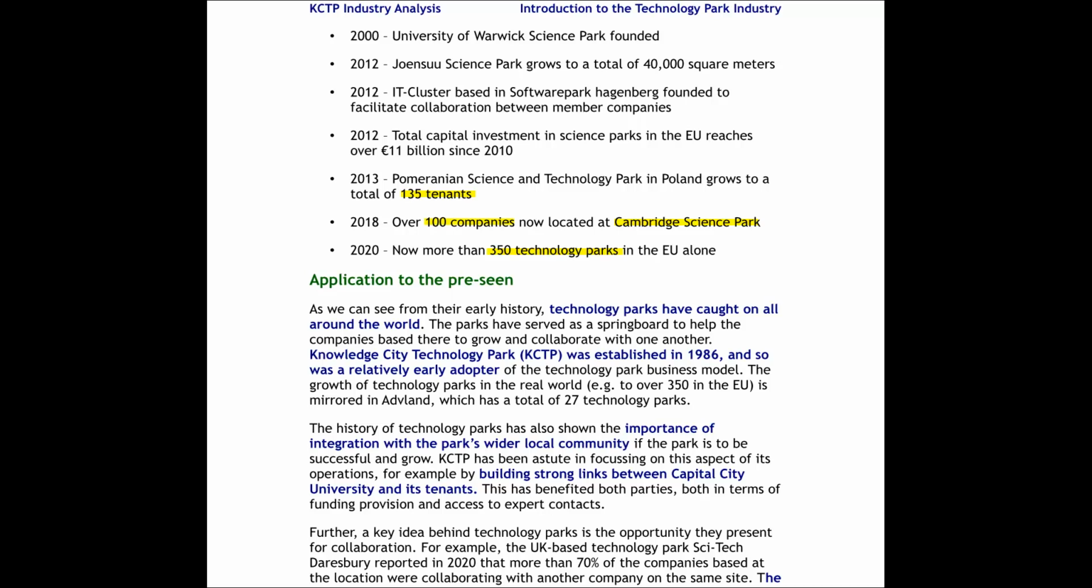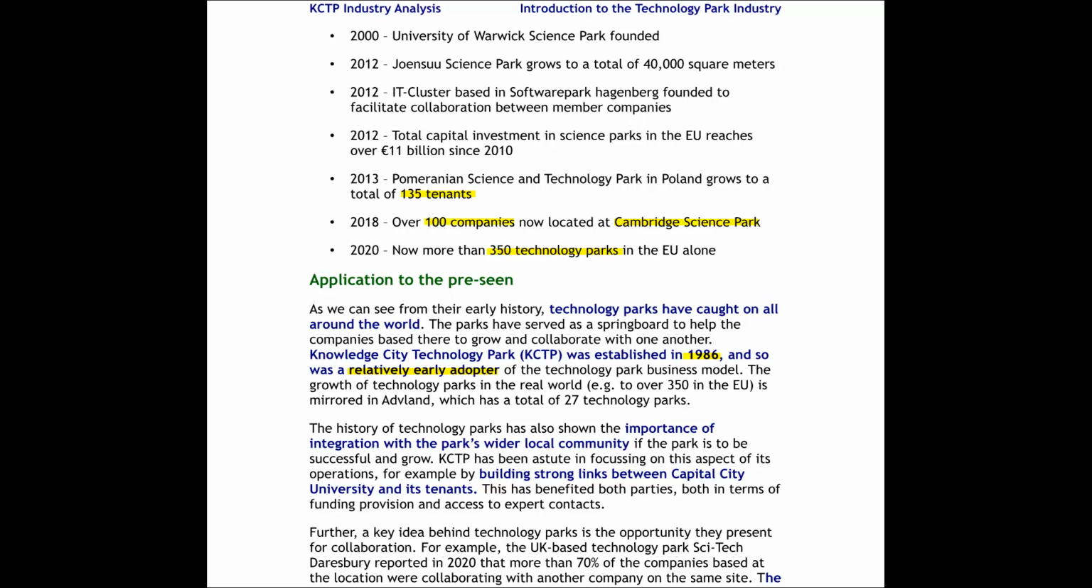So how does this apply to our Prescene company? Well, as I've mentioned, technology parks have caught on all around the world. However, Knowledge City Technology Park itself was established in 1986, and as such, it was a relatively early adopter of this business model. So again, the first technology parks popped up in the 1950s, so Knowledge City Technology Park wasn't one of the very first, the pioneers, but it was on the scene relatively early.